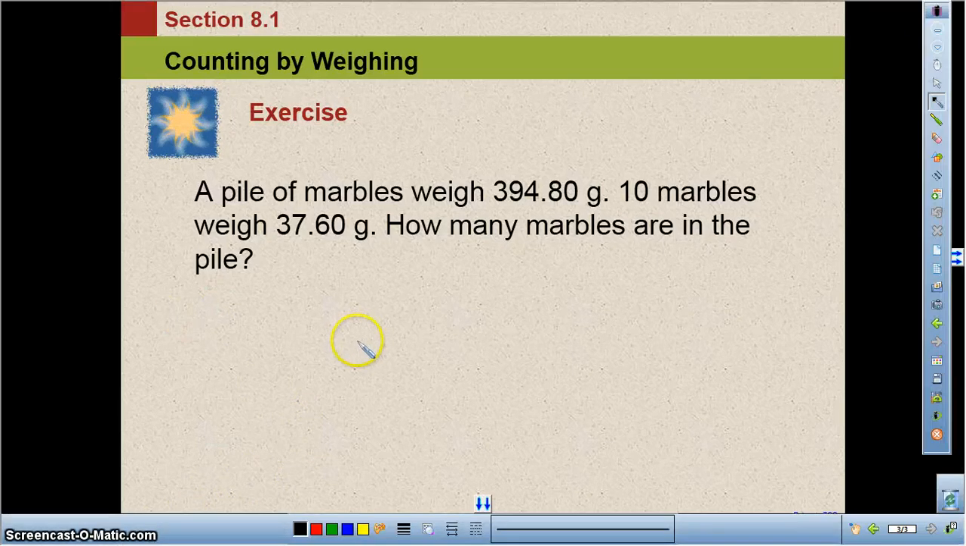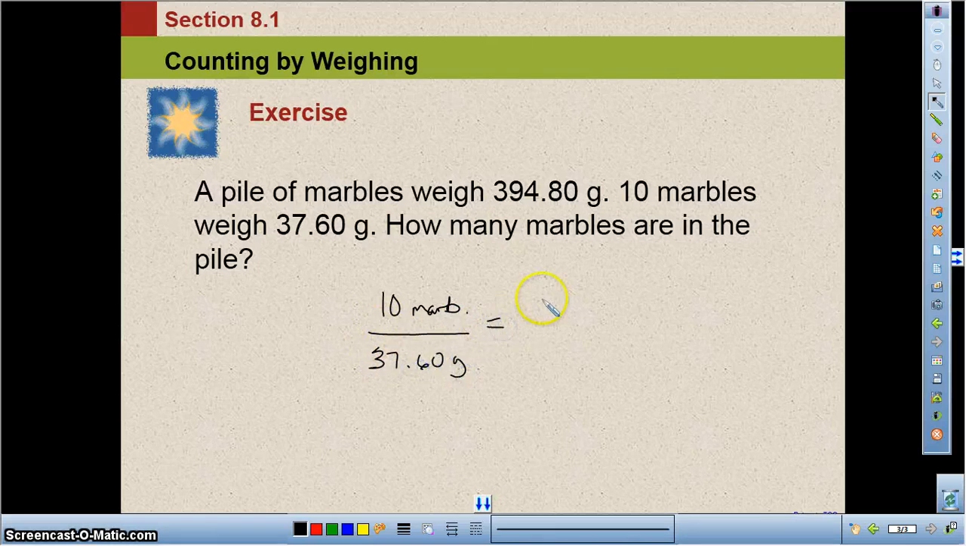Okay, the problem says we have a pile of marbles, and those marbles weigh 394.8 grams. I know that 10 marbles weigh 37.6 grams. How many marbles are in the pile? So what we're going to do is set up a ratio, and we're going to say if 10 marbles, marb for short, weigh 37.60 grams, then how many marbles is going to be in the mass of 394.80 grams? And the previous slide, this is just giving us some number values to understand what the previous slide was actually saying.